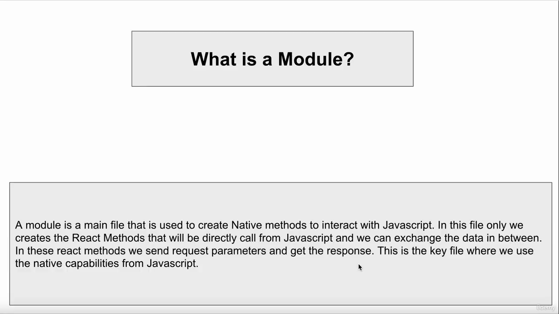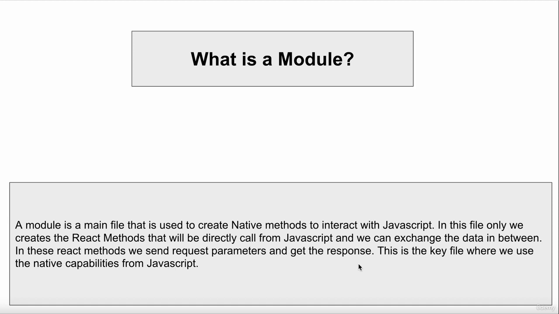So now, what is a module? A module is a main file that is actually used to create native methods to interact with JavaScript. In this file only, we create the React methods that will be directly called from JavaScript, and we can exchange data in between. In these React methods, we send request parameters and get the response. So this is the only key file where we use the native capabilities from JavaScript. Basically it is the main file for creating the native module.